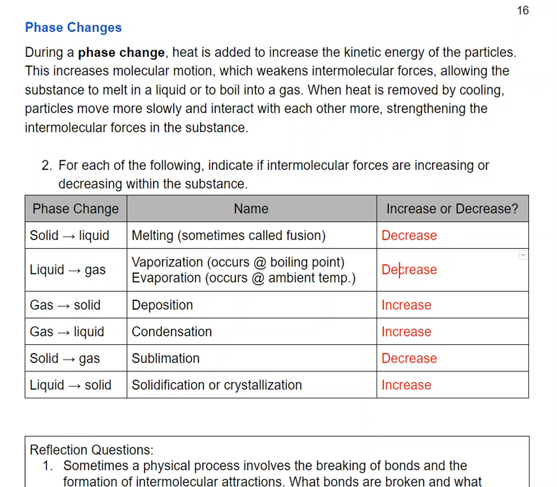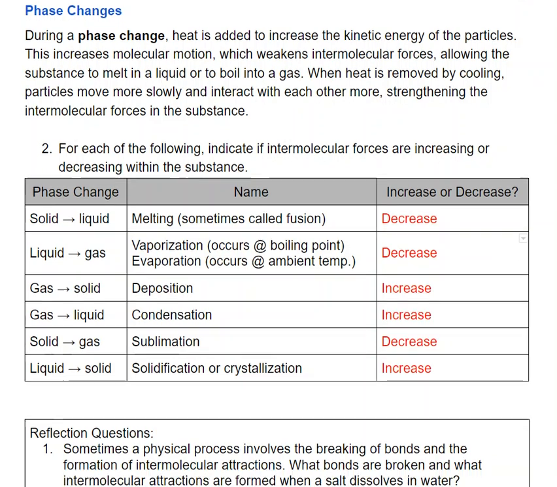Solid to gas is called sublimation. Good example of this would be iodine crystals. If you disturb them, they'll turn into a gas. And so that is going from less molecular motion to more molecular motion. So that is going to be a decrease in their intermolecular forces. Liquid to solid, solidification or crystallization or freezing, we have an increase in intermolecular forces.